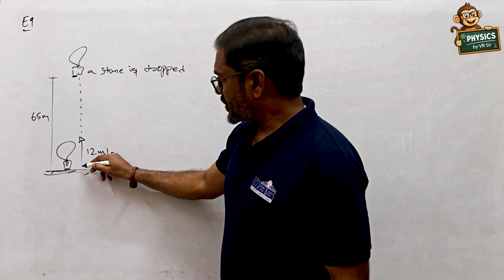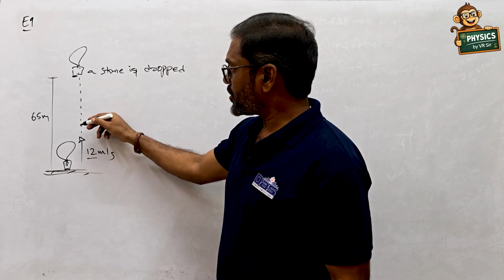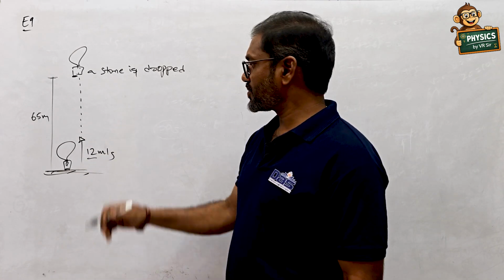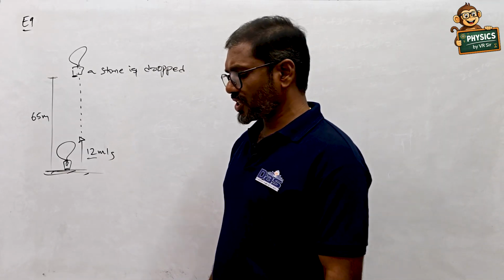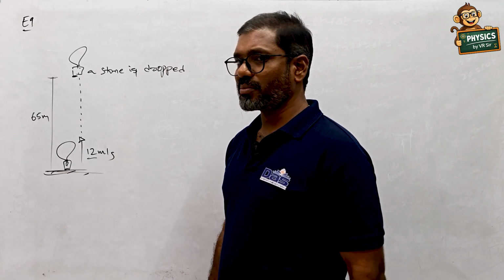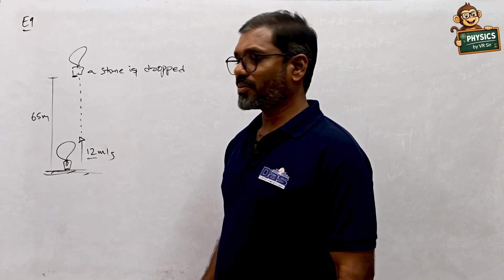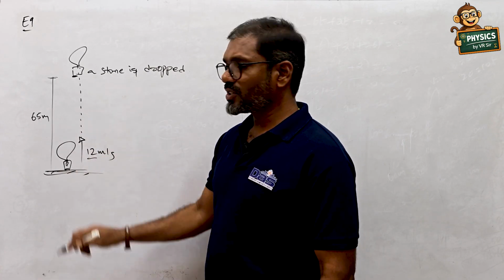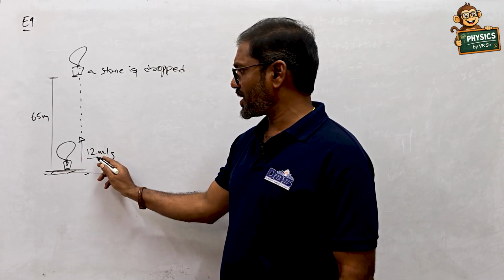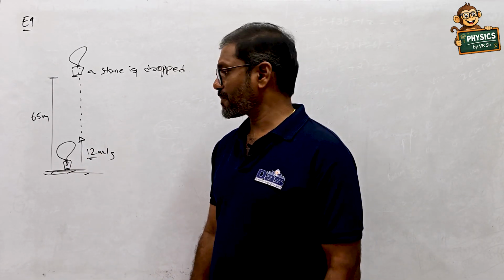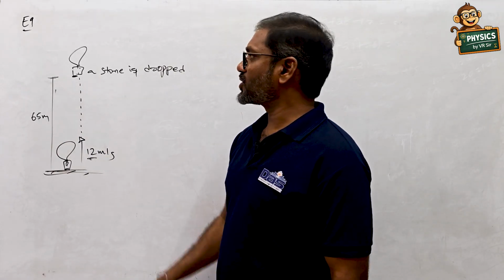Now a balloon starts moving up with a velocity of 12 meters per second, and it keeps moving with a constant velocity. So it's not pure motion under gravity, because purely motion under gravity means only gravity is acting. But here, due to its machinery inside, the balloon is maintaining the velocity of 12 meters per second. Once it reaches the height of 65 meters, a stone is dropped.